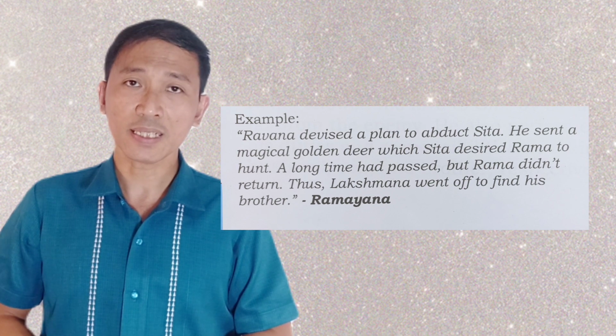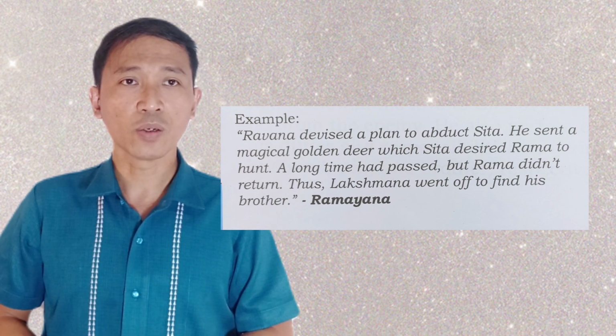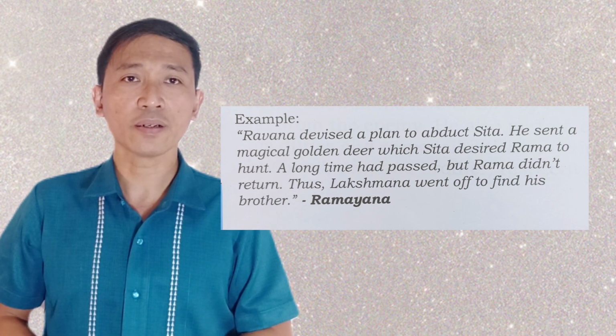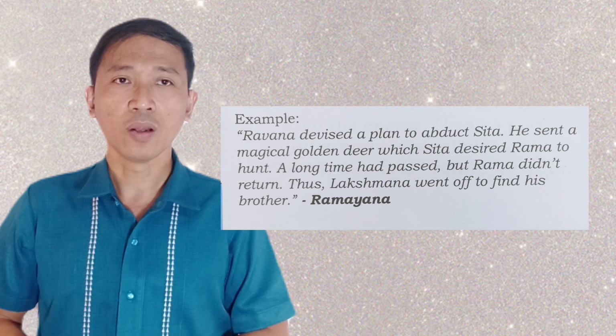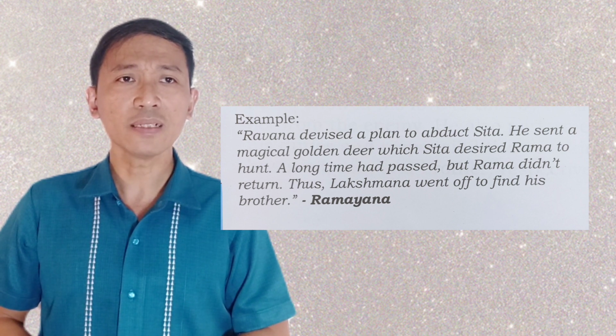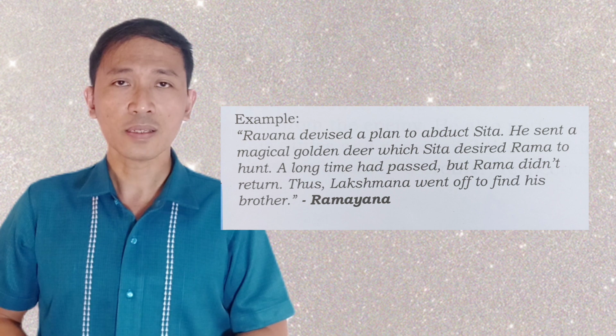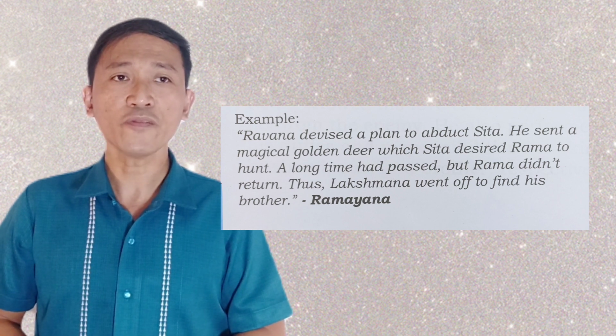Example: Ravana devised a plan to abduct Sita. He sent a magical golden deer which Sita desired Rama to hunt. A long time had passed, but Rama didn't return. Thus, Lakshmana went off to find his brother.